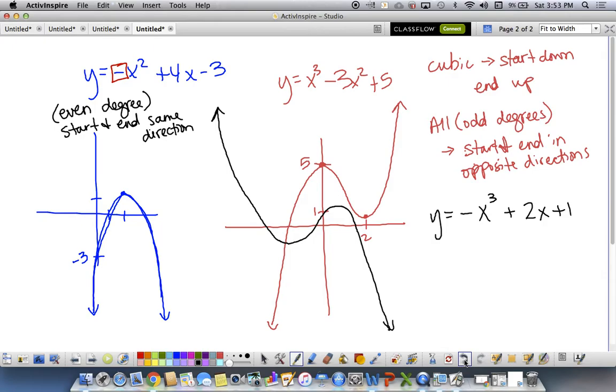Now, do they start and end in the same direction? No. It has to be an odd degree because they start and end the opposite way. So it can only be x to the 7th or x to the 5th. Now, what do we need to look at? Is it a negative, like this one is, or is it a positive, like the pink one is? You're right, it's negative. So it has to be h of x, the negative x to the 5th. Okay? That's the type of question they're looking for. It's not greatly in depth yet.